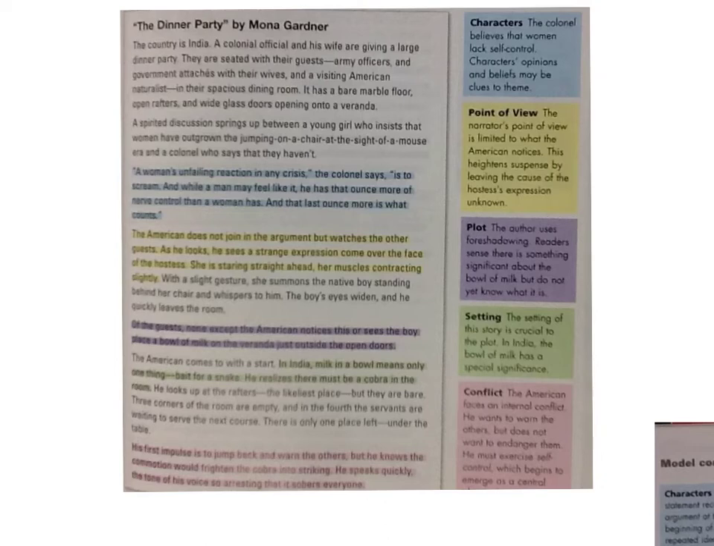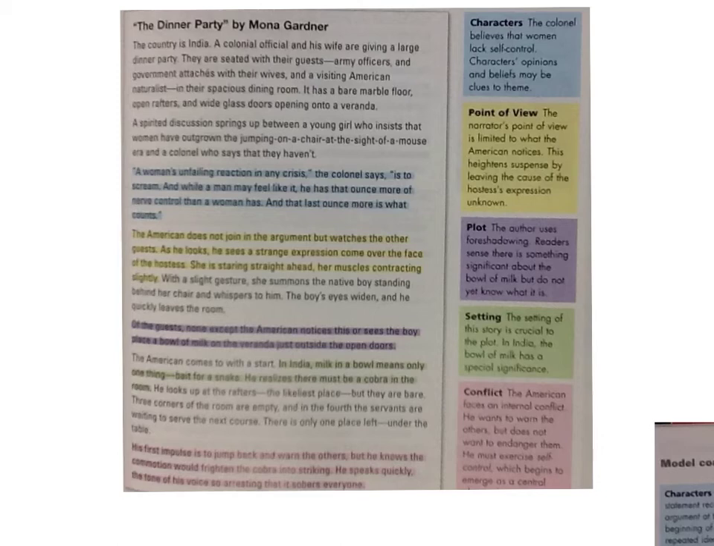In purple, we have, of the guests, none except the American notices this or sees the boy place a bowl of milk on the veranda just outside the open doors. This relates to plot. The author uses foreshadowing. Readers sense there is something significant about the bowl of milk, but do not yet know what it is.